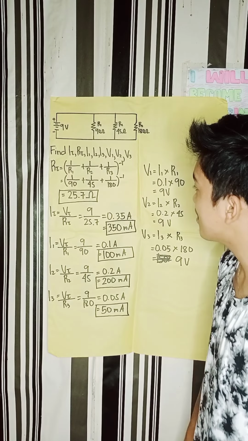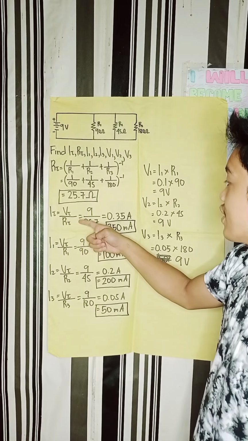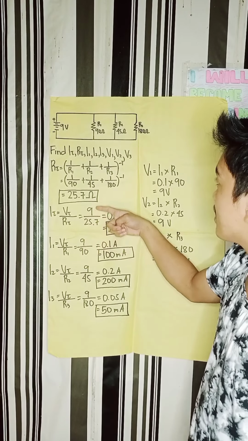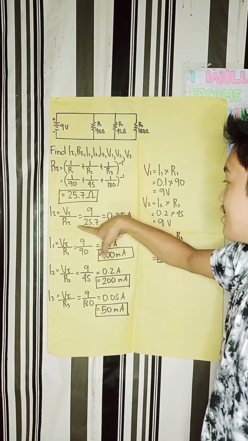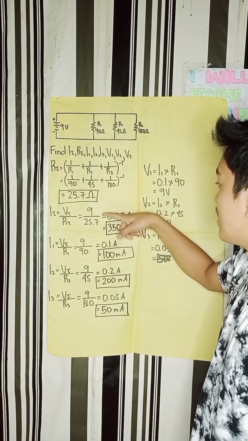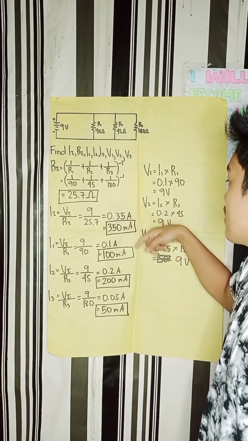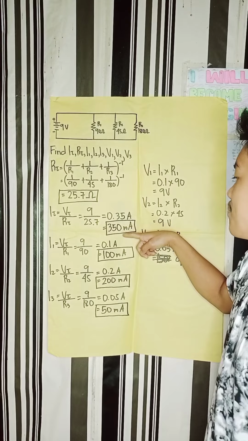Next is the total current. So total current is equal to total voltage over total resistance. The total voltage is equal to 9 volts, then the total resistance is equal to 25.7 ohms. So 9 divided by 25.7 is equal to 0.35 ampere or 350 milliampere.